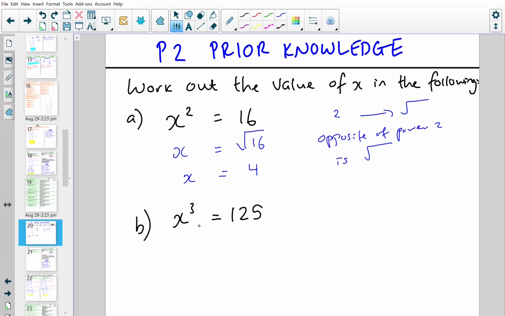Example at the bottom. So x to the power of 3 equals 125. So x would equal cube root of 125. What does cube root of 125 mean? It means a number which is multiplied by itself 3 times would give 125. So that number will be 5 multiplied by 5 multiplied by 5 equals 125. So the cube root of 125 is 5. Okay. Now we're going to need this information to help us with P2.